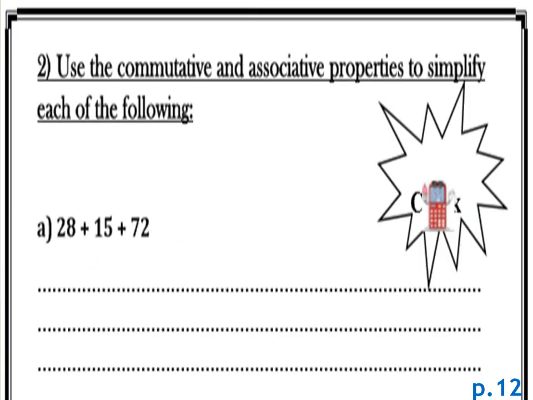And now open your booklet page 12. Number 2, use the commutative and associative properties to simplify each of the following. In letter A, 28 plus 15 plus 72.